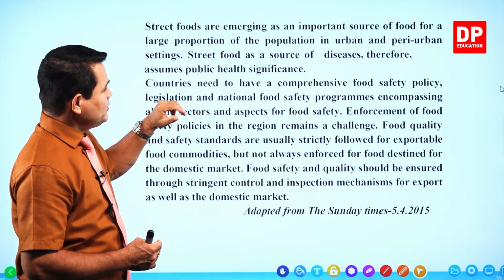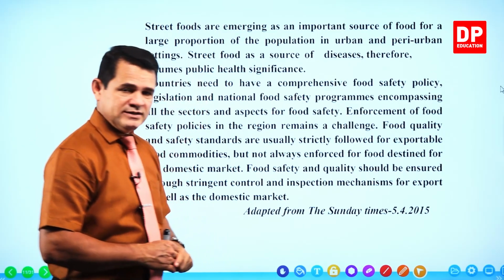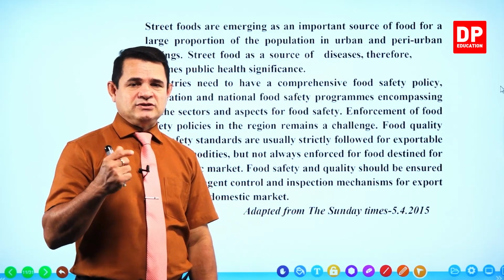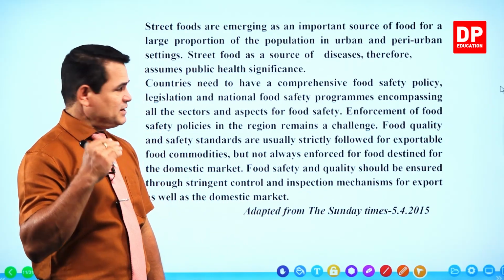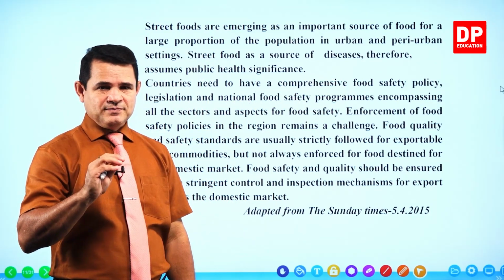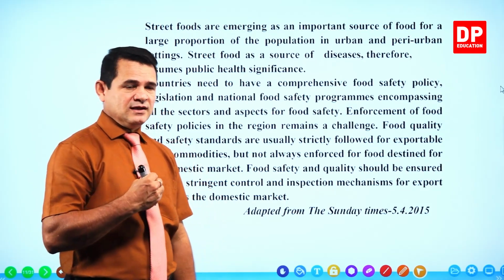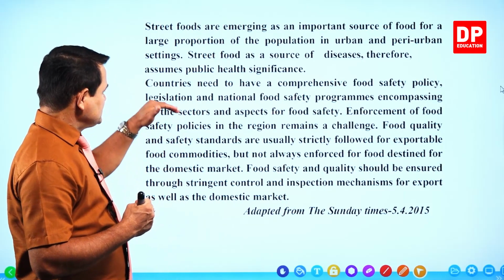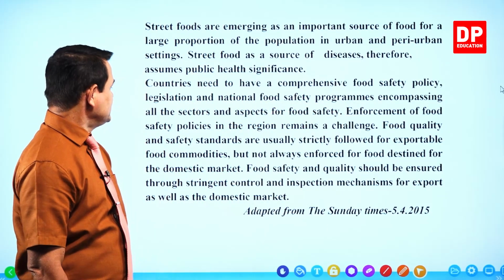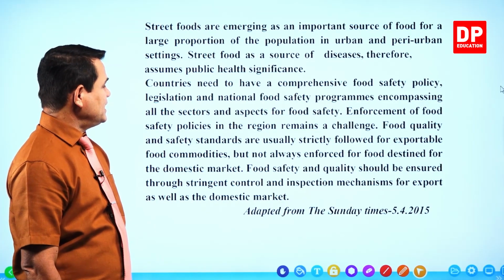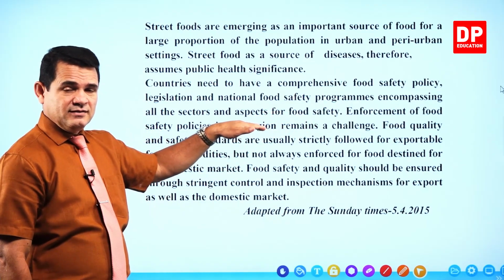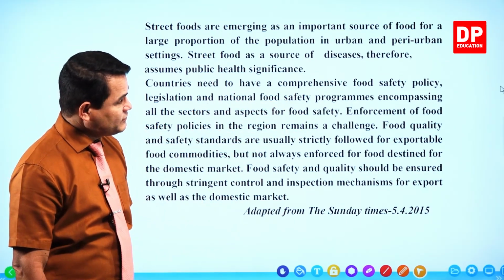Countries need to have comprehensive food safety policy. For any country, ඕනම රටකට අවශ්‍ය වෙනවා තියෙන policy එකක්, ප්‍රතිපත්තියක් මොනවද? Comprehensive food safety. ආහාරවල සුරක්ෂිතතාවය පිළිබඳ හොඳ ප්‍රතිපත්තියක් තිබිය යුතුයි. Legislations and national food safety programs encompassing all the sectors and aspects for food safety. So then for a country, they should have a comprehensive food safety policy.